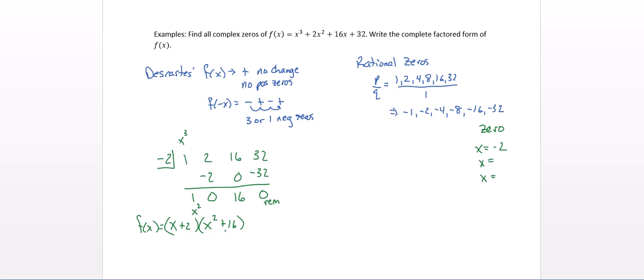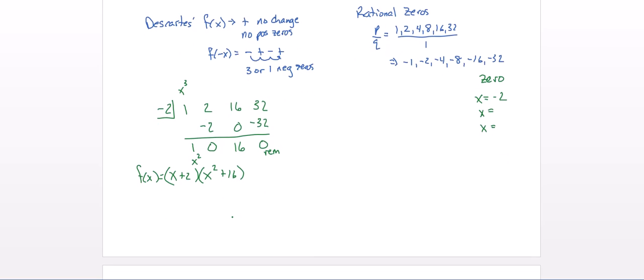And then I can factor this, or can I? It's the sum of squares. And the sum of squares doesn't have a perfect formula for factoring, but remember I'm trying to find zeros. So if x squared plus 16 equals 0, then x squared equals negative 16, and x equals plus or minus the square root of negative 16, which is plus or minus 4i. So I have positive 4i, I have negative 4i. I know my zeros.